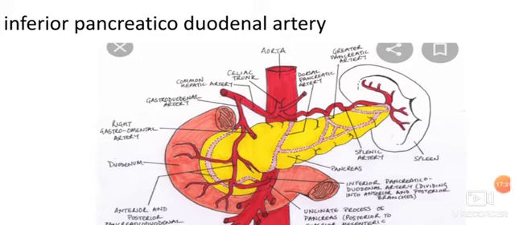Then as an endocrine part, it produces an important hormone from the endocrine area, the islets of Langerhans, and this hormone is insulin. Insulin is an important hormone in the body that controls the sugar level. The deficiency of insulin causes diabetes mellitus, which is a very common condition.